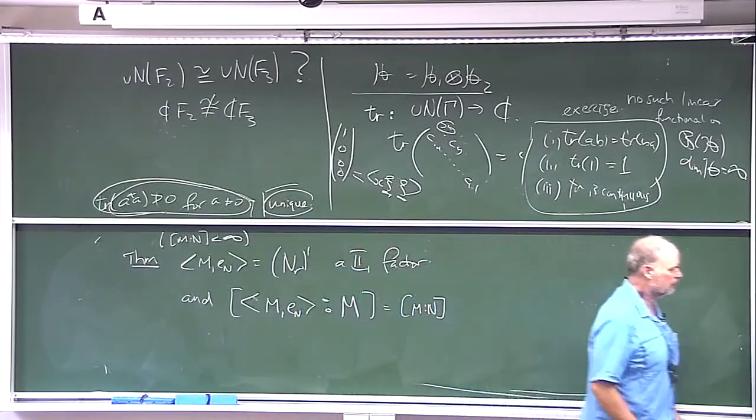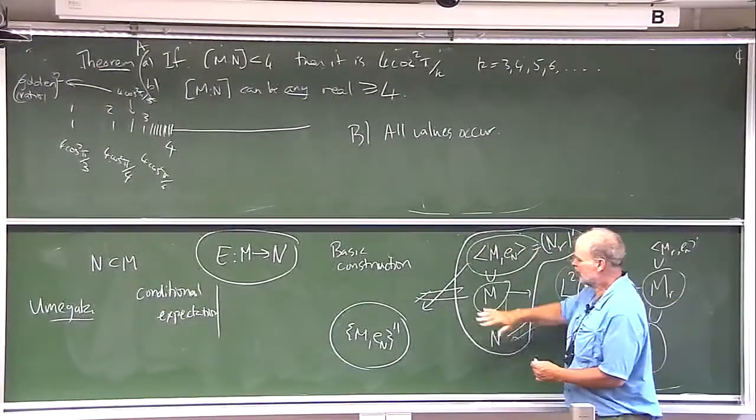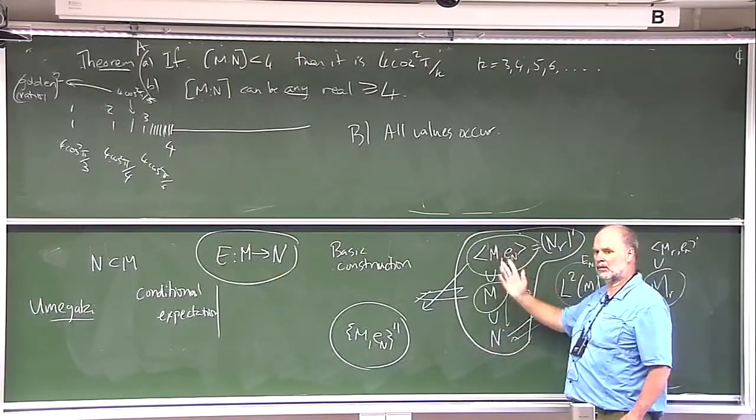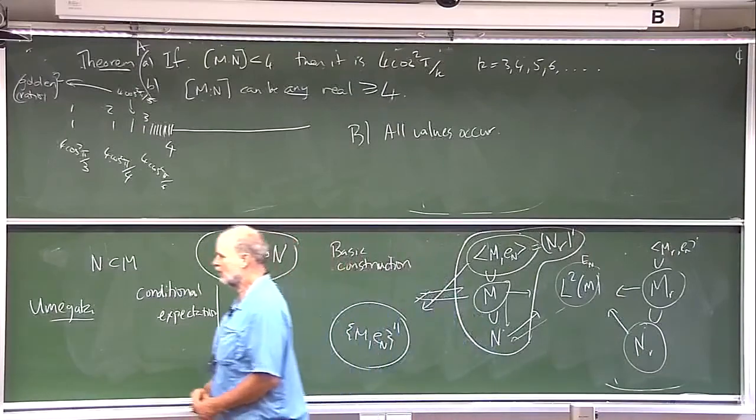So it's as if we've taken M and we've put a mirror there, reflected it; we've taken M and it's become, instead of being a subalgebra, an extension. Okay?